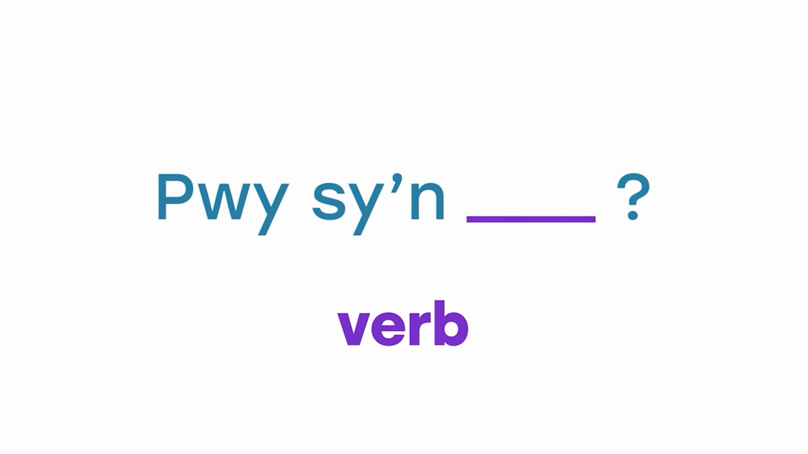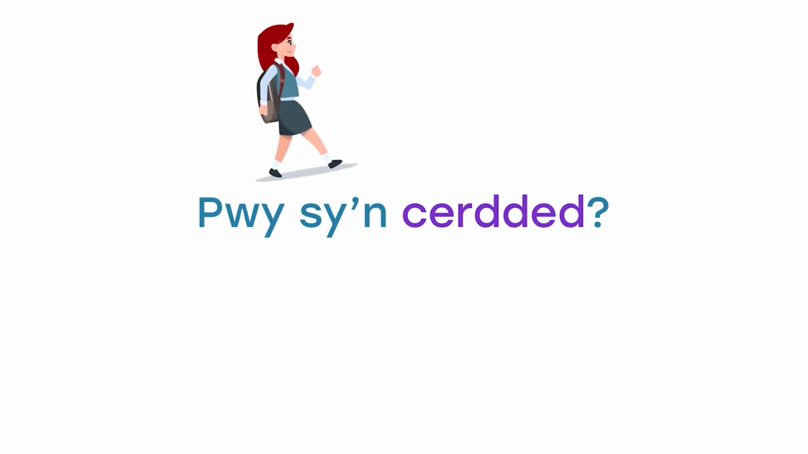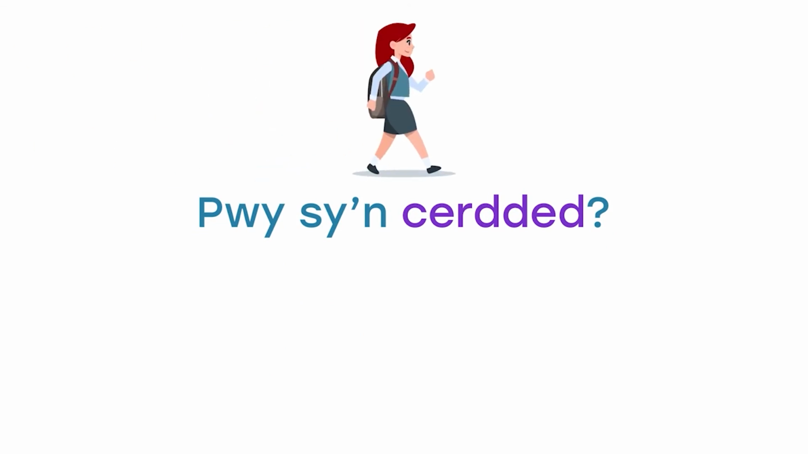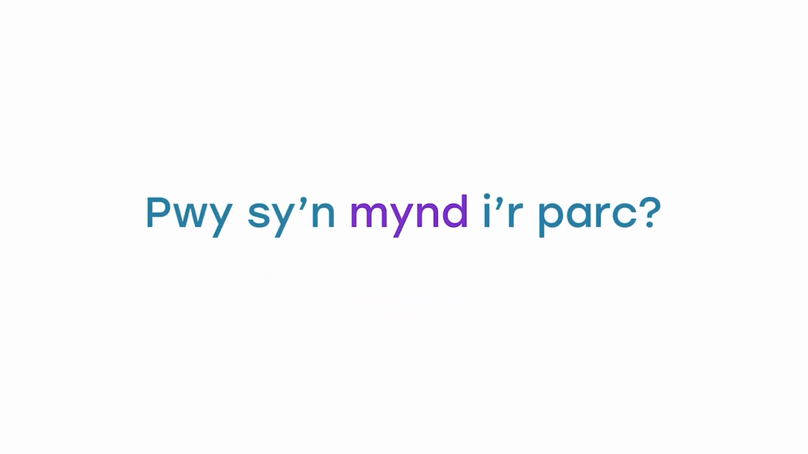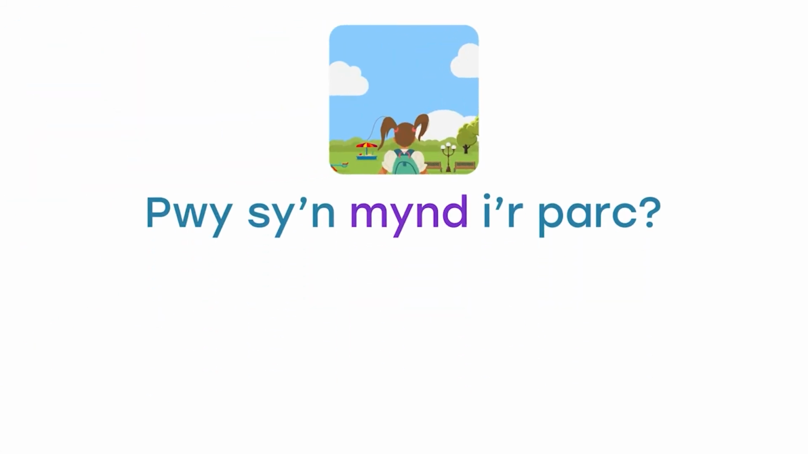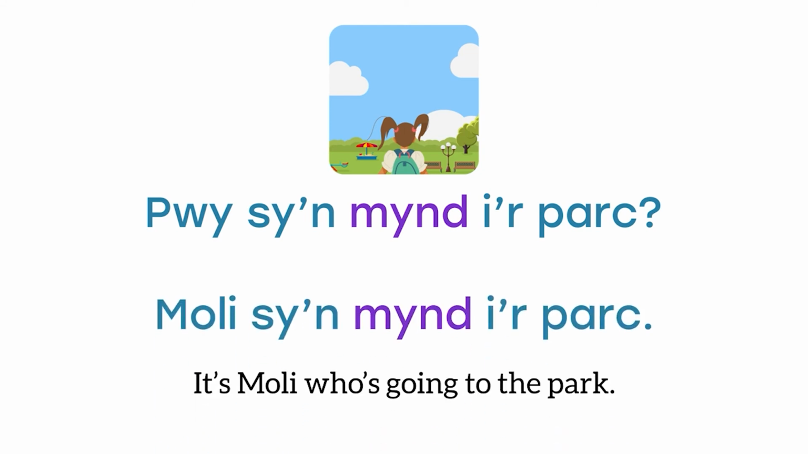Let's look at some useful examples. Pwy sy'n cerdded? Maya sy'n cerdded. It's Maya who's walking. Pwy sy'n mynd i'r parc? Molly sy'n mynd i'r parc. It's Molly who's going to the park.